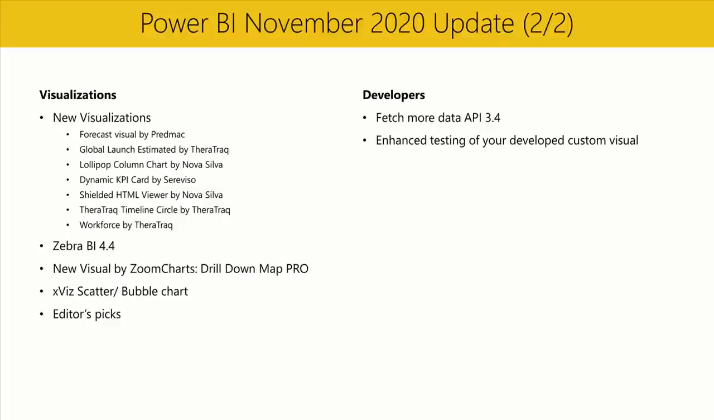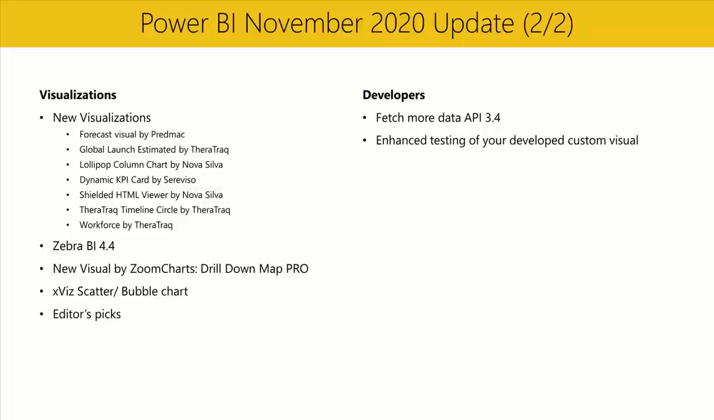Updated visuals this month include version 4.4 of Zebra BI Charts, Zoom Charts' new Drill Down Map Pro, and the XViz Scatter Bubble Chart. More information on all of the new and updated visuals can be found on our blog and in their respective links in the video description below.